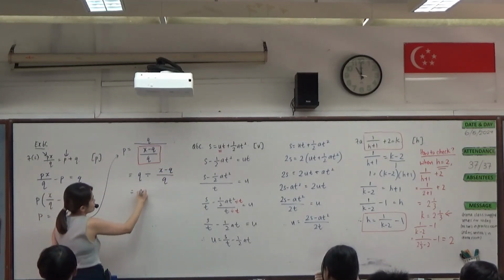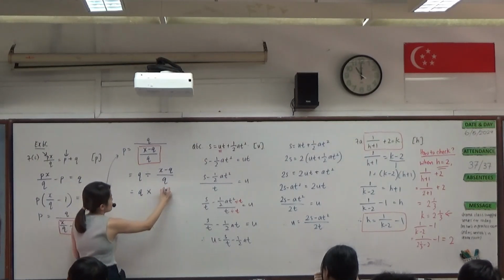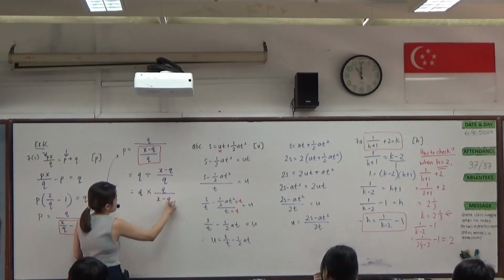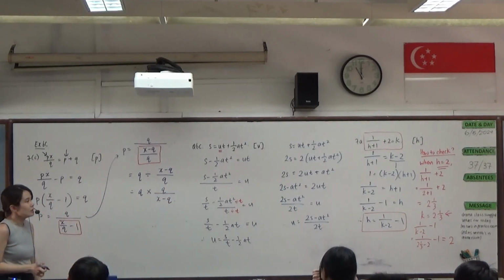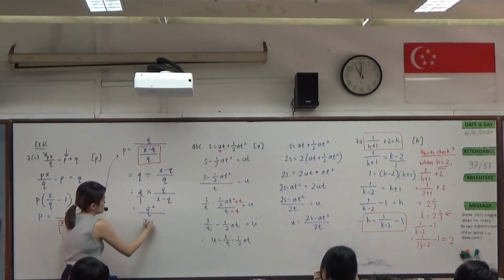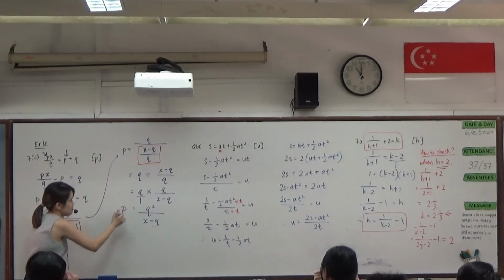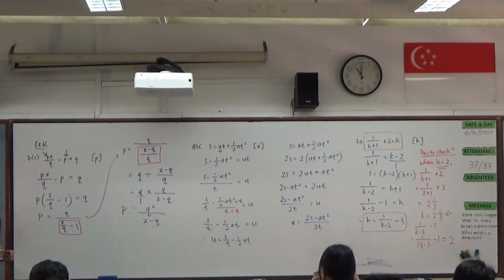For which I know how to divide a fraction. I do my keep change. That will give us q over x minus q. So numerator times numerator, this is q over 1. That will give us q squared. Denominator times denominator. So therefore, P is equal to q squared over x minus q.